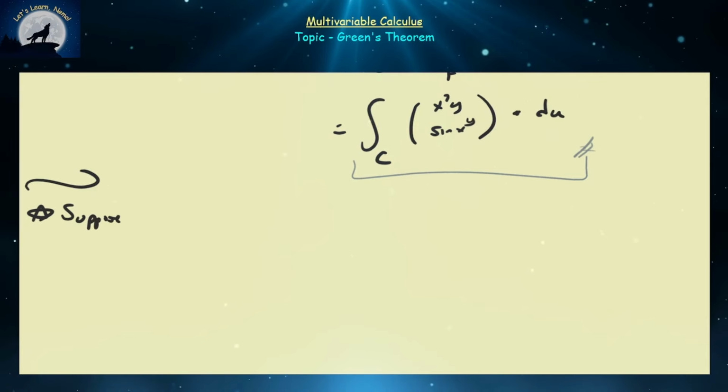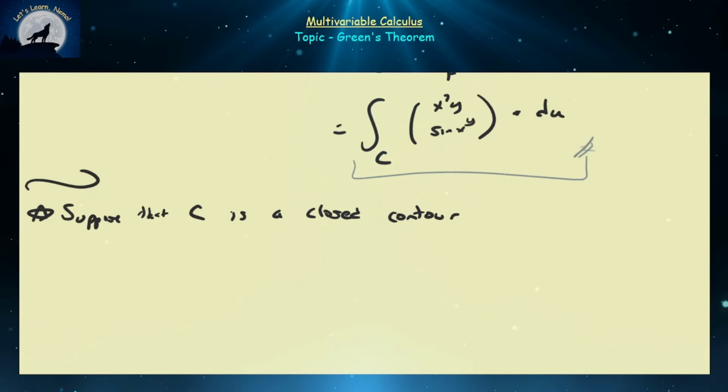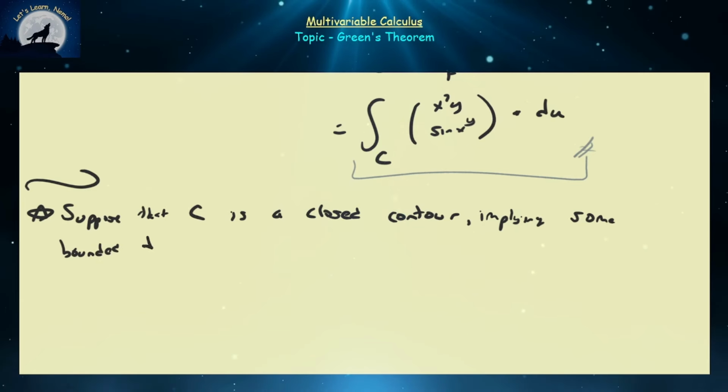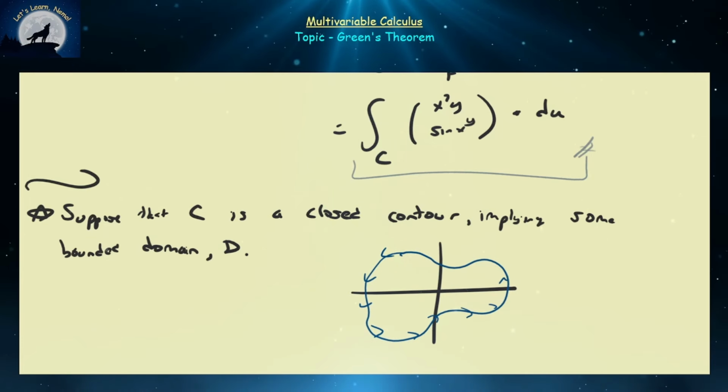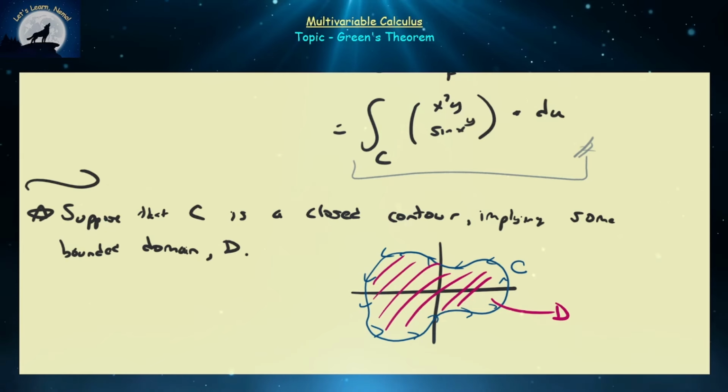Now, let's also look at these things from a different angle. Let's suppose that C is a closed contour or closed path, a closed path implying some bounded domain, let's call that bounded domain D. All right, so let's draw a little picture, see what we're talking about here. So here we have some closed contour. That's going to be our C. And then inside of it, we have our domain D.